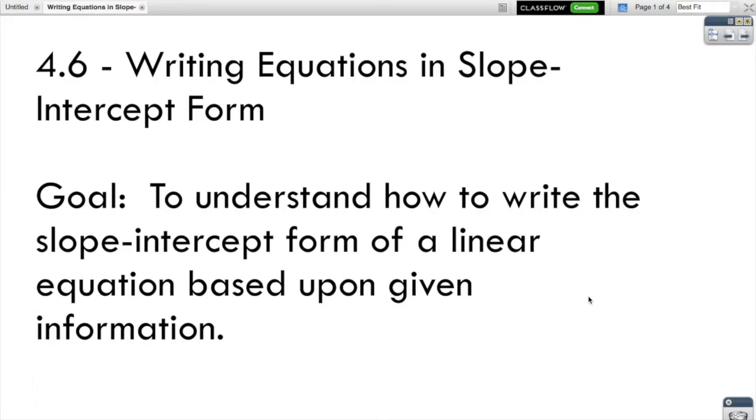All right, this is lesson 4.6, writing equations in slope-intercept form. Now, I know we've already talked about slope-intercept form and how to use those to graph, but basically what we're doing today is we're trying to see, do you understand this literally forwards and backwards?